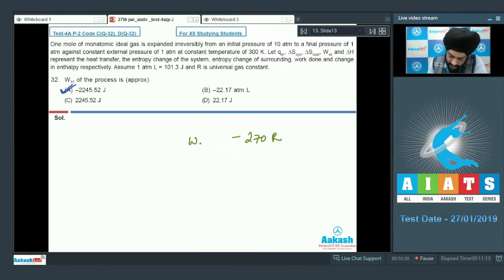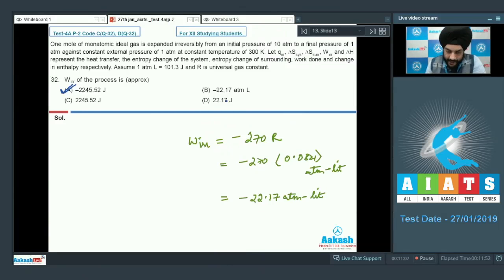So we have to put the value of R in terms of atmosphere liters, which will give us a value of 270 into 0.0821 in atmosphere liters. So this on simplification will give us a value equal to minus 22.17 atmosphere liters. So students, for this question, option B is also correct. So we have to select both option A as well as option B as the correct answer in question number 32. Let us look at the next question now.